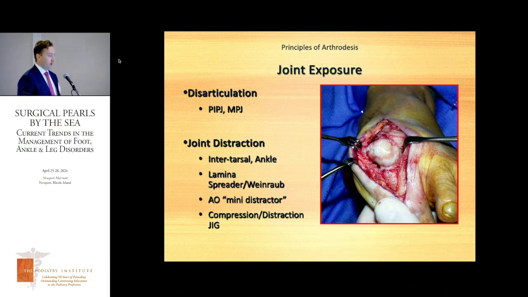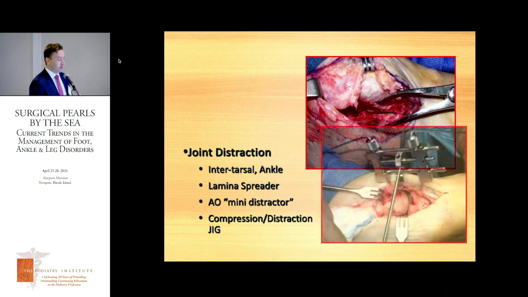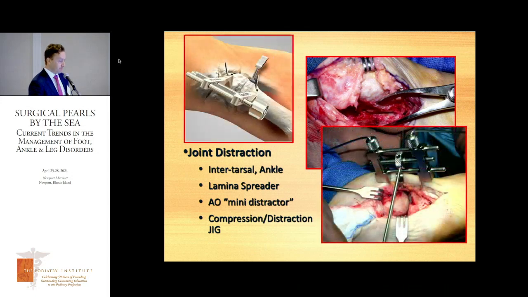With joint exposure, there are two different ways to do that. There's disarticulation, which we would see in our hammer toe surgery or first MPJ fusion procedures, trying to just disarticulate the joint to expose both joint surfaces, or joint distraction, using either lamina spreaders or mini distractors or jig devices that can expand and contract the joint to allow for adequate exposure to the joint surfaces. Usually in more flattened or planal types of resections, that's what you would consider using joint distraction for.